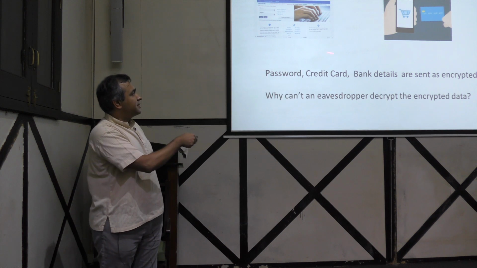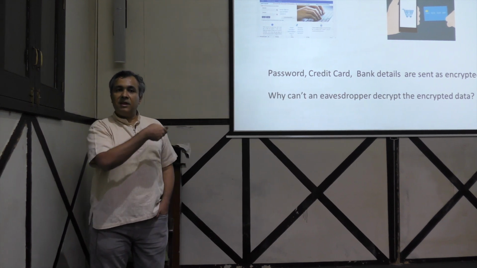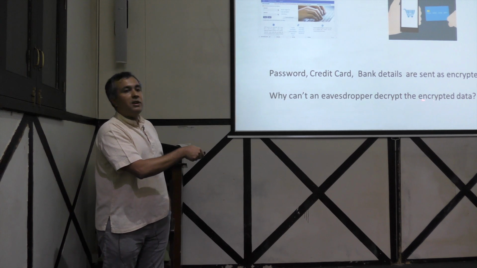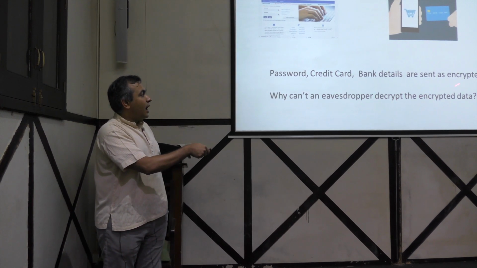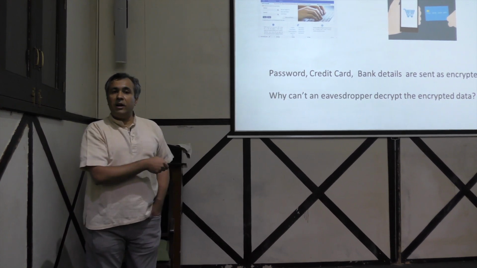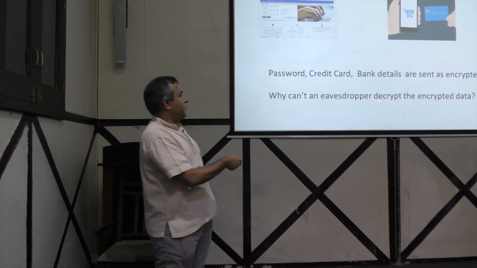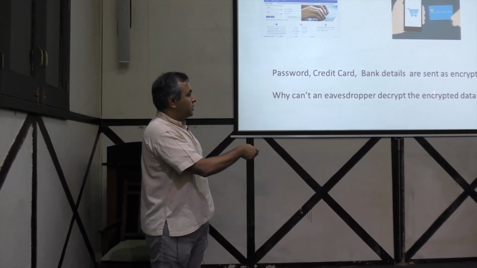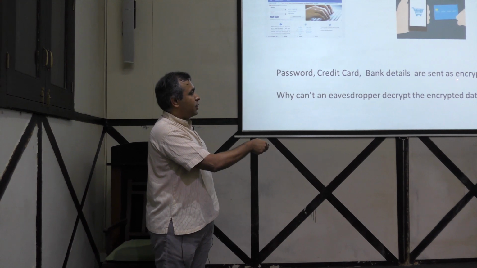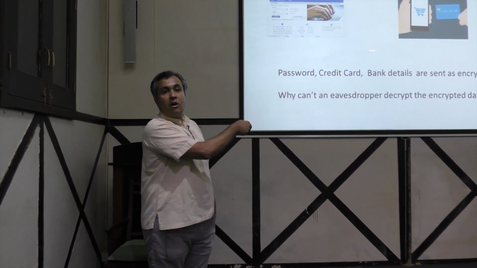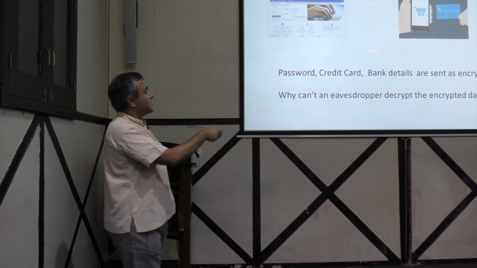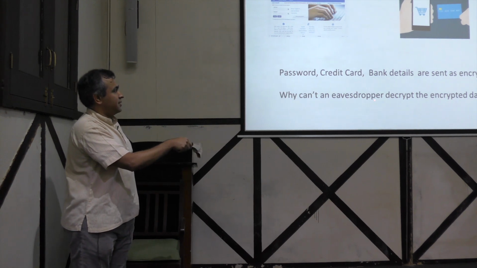Why do we believe that a person who's reading these things on the internet can't decrypt the encrypted data? Why can't he ungarble the garbled data? Why can't he pull it out? If he or she were able to reverse this process of encryption, then that compromises all our security. So we'd like to understand why we trust this.